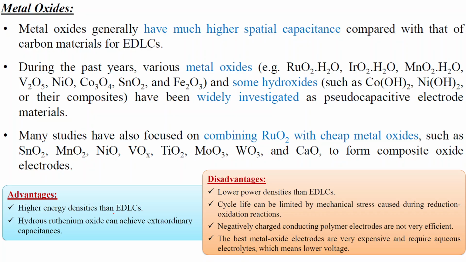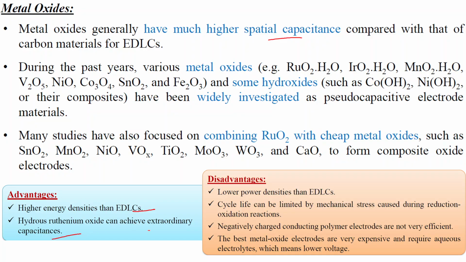Then another type of electrode material is metal oxide. Metal oxides generally have high specific capacitance compared to the carbon materials used for EDLC. They have high specific capacitance, and initially these metal oxides were the ones used as electrode materials, but nowadays people are shifting from metal oxides to conducting polymers. Okay. So they have various advantages like pseudocapacitance. Pseudocapacitors have various advantages like higher energy density than EDLC.